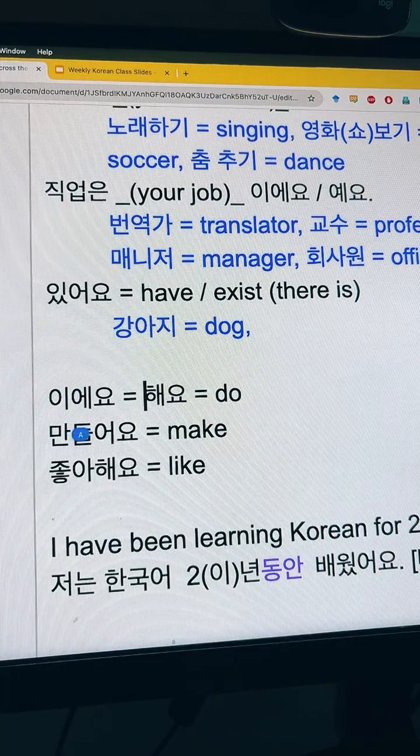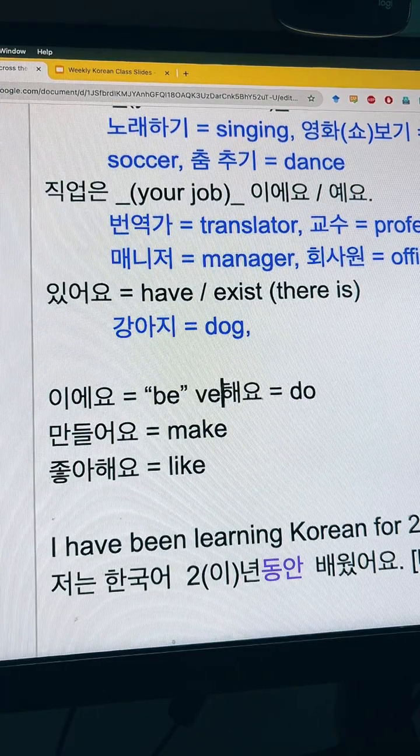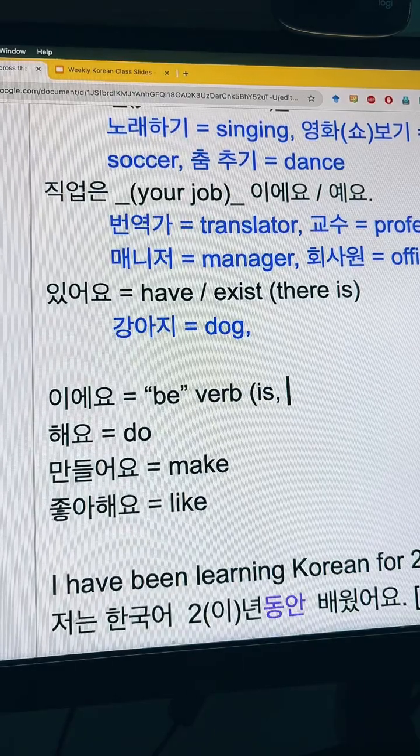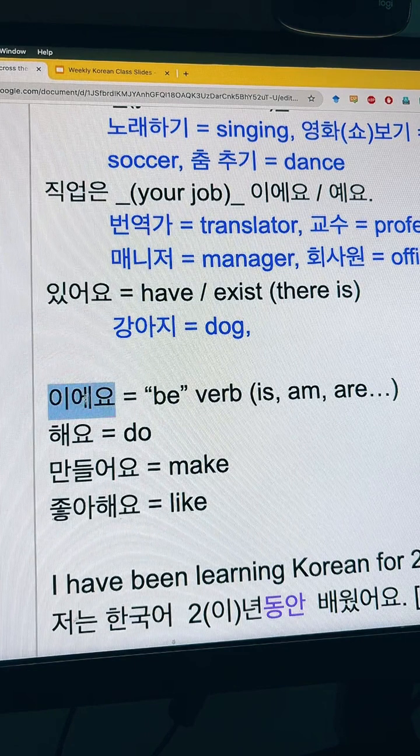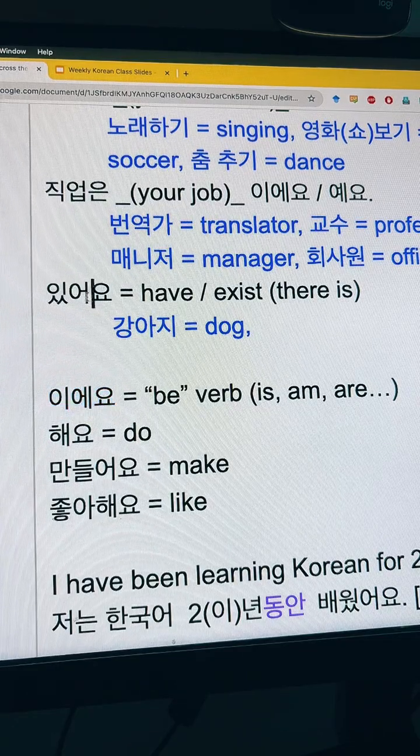이에요 is the be verb, basically. And you know what I mean, right? Is, am, are. So that means in Korean, you don't say is, am, are. They don't change depending on the main subject. It's always 이에요. Like they, 이에요. I, 이에요. She, 이에요. It's always 이에요.